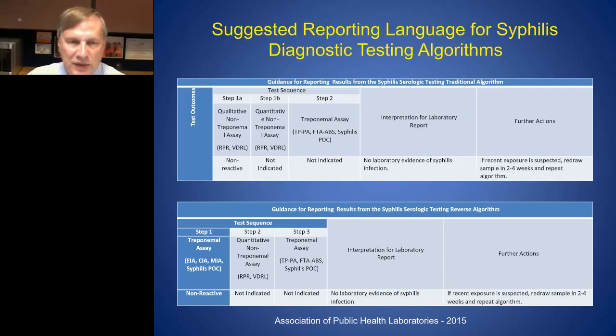This will be a one-page sheet, and it's going to cover the rest. It's going to cover the next steps: reactive or weakly reactive, treponemal reactive, treponemal non-reactive, all the different possible combinations that we might see with traditional testing. There's going to be a suggested interpretation for laboratory reporting, and further action recommendations to provide some guidance to individuals in the field that are using the non-traditional testing methodologies.